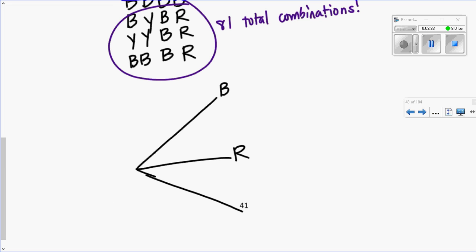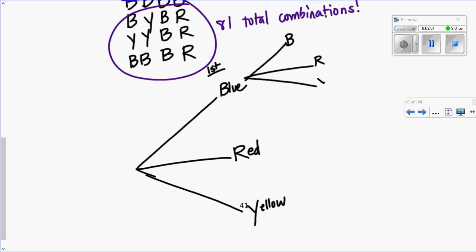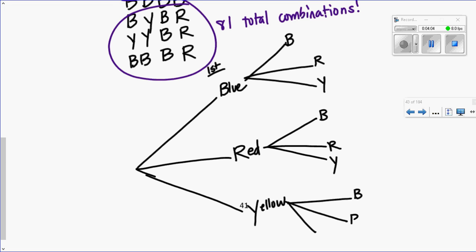Sorry, I'm going to have to say that again. This is on the first day. So the first day could be blue, red, or yellow. Then on the second day, it could be blue, red, or yellow again. Blue, red, yellow. And you make that branch off of each of these. Blue, red, yellow. Blue, red, yellow. Now, we're going to stop after the next day.